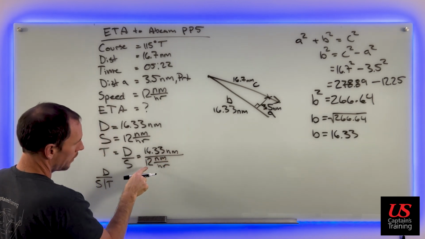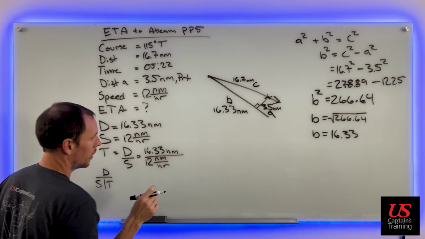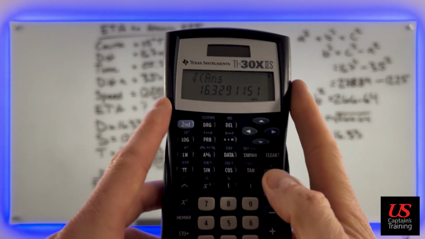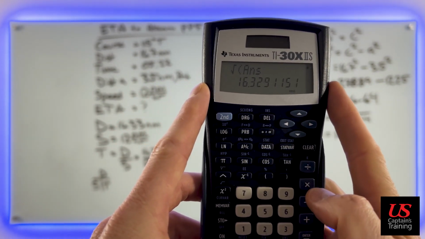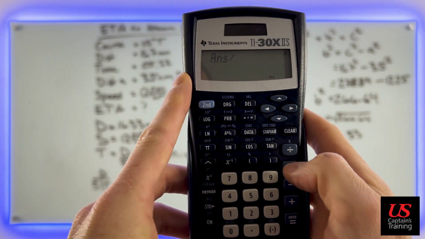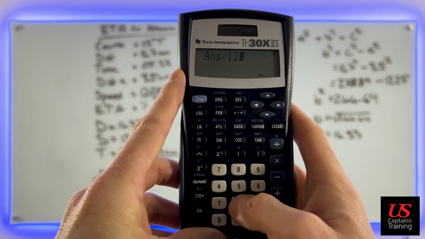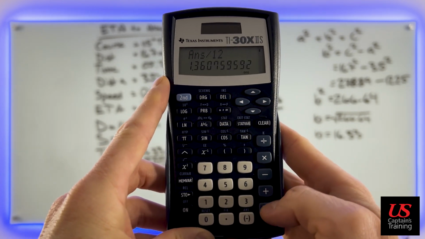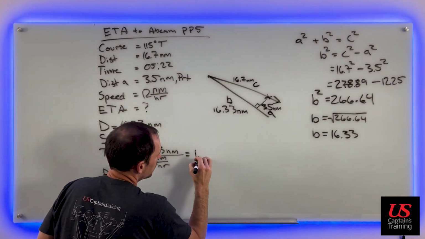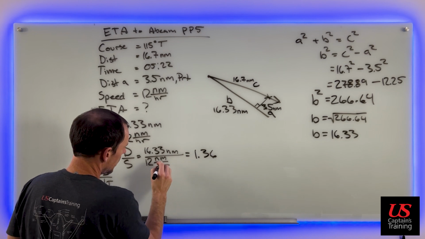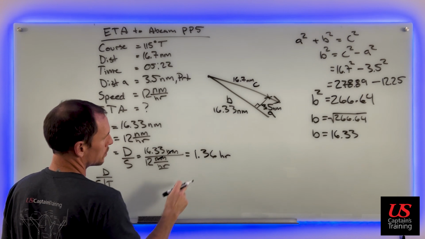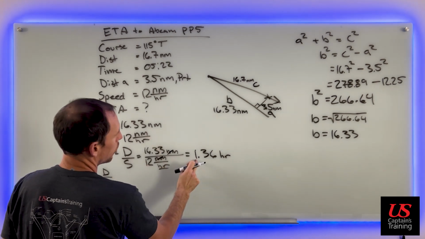When we look at this, how many times is 12 going to 16? More than 1. So keep that in mind. What's that equal? Let's punch it. Okay, so this is already on there, right? And we're just dividing that by 12. Divided by, the ANS is what was just on there. 12 equals 1.36. So 1.36, these nautical miles cancel, hours. Okay, that's more than 1 hour.